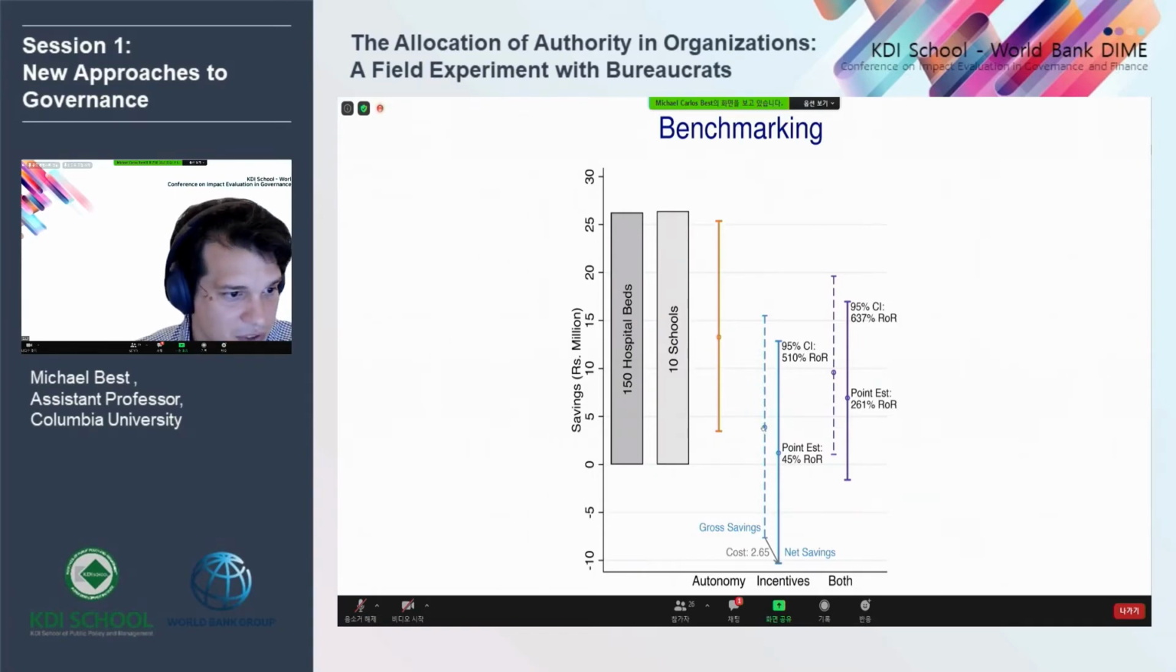Meanwhile, in the incentives group, the gross savings were about 4 million rupees, but the cost of paying the incentive bonuses was about 2.5 million rupees. And so the net return was on the order of 1.5 million rupees. Nevertheless, that's about a 45% rate of return. So the government spent 2.6 million rupees and in return managed to get savings of 4.5 million rupees. So it's still a pretty good rate of return.